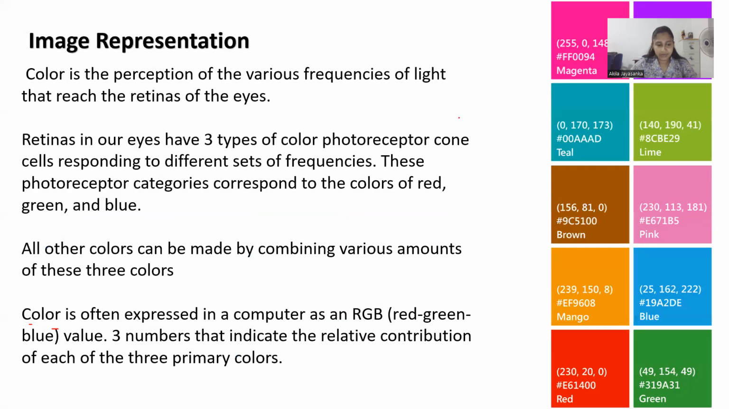Right. Then the other one is image representation. Color is the perception of various frequencies of light that reach the retinas of the eyes. Right. අපිට හැට ගන්න පුළුවන් විවිධ විදිහේ frequency වලින් එන colors ටික තමයි අපි අහින් catch කරගන්නේ. And the retinas in our eyes have three types of color photoreceptors, cone cells responding to different sets of frequencies, right? These photoreceptors correspond to the colors red, green and blue.